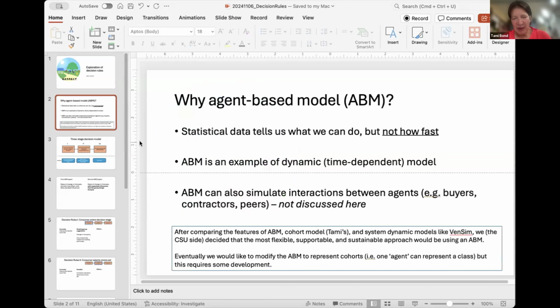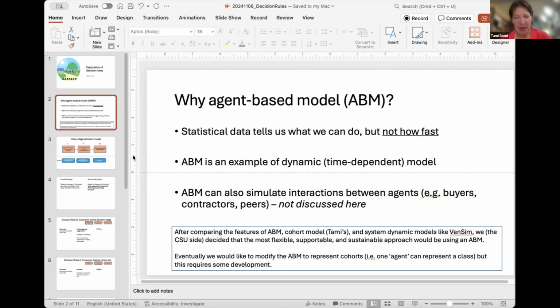Okay, so just a reminder why we're using an agent-based model. Statistical data tells us what we can do, but it does not tell us how fast. And that's a thing I'm interested in, and it's a thing we should be interested in because of understanding transitions. The agent-based model is an example of a time-dependent model. People often use it to simulate interactions between agents like buyers, contractors, and people's peers. We're not talking about that here.